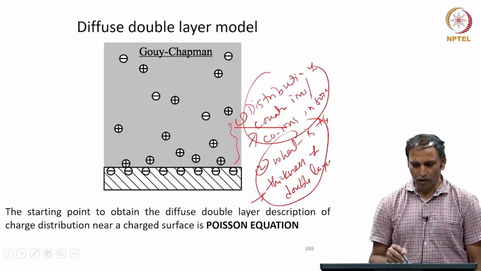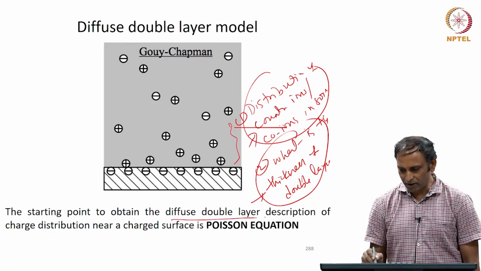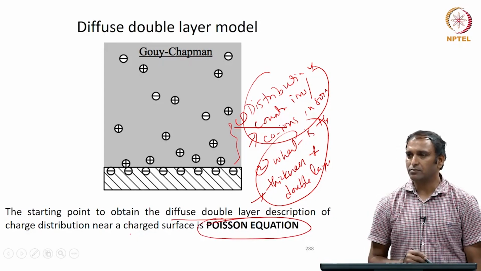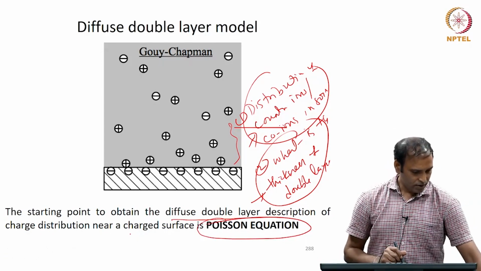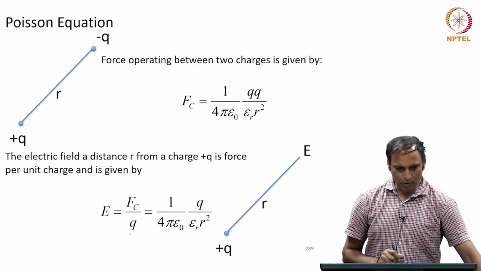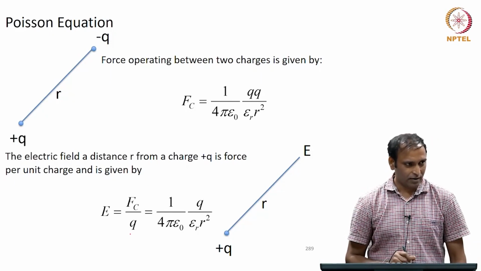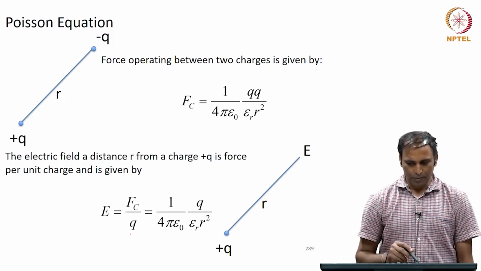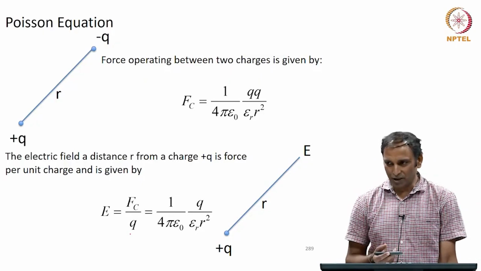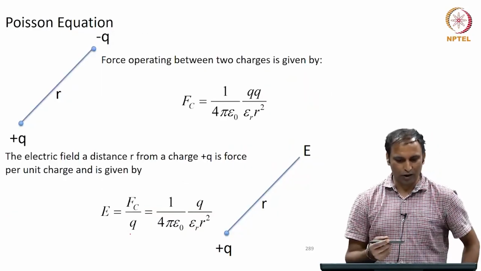So, for the diffuse double layer model, the starting point in obtaining the description is what is called the Poisson equation. So, we will think a little bit about deriving the Poisson equation to begin with. I am sure all of you know this, but we will use some very simple arguments to show that you can actually derive the Poisson equation, because this is a starting step for looking at the electrical double layer model. I thought it would be nice to do it.